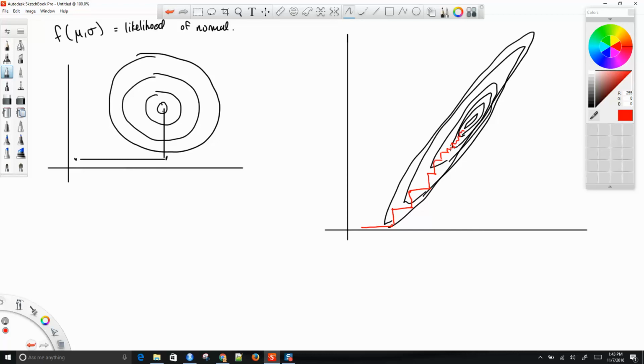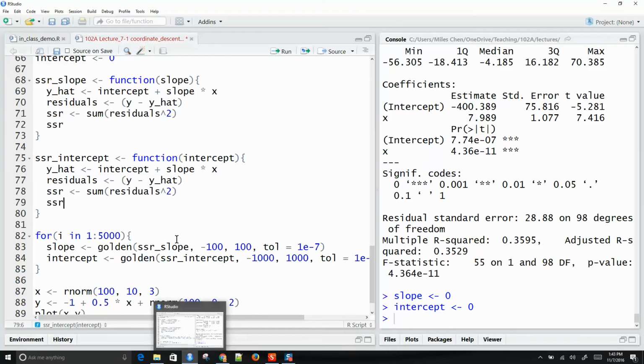So it's going to take many, many iterations because the shape of this contour doesn't lend itself very nicely to this 90-degree only movement. But it still works, and it will get there. It's going to take a little bit longer. So again, we're just trying to think, what is the function we're trying to minimize? It's the sum of squares function.